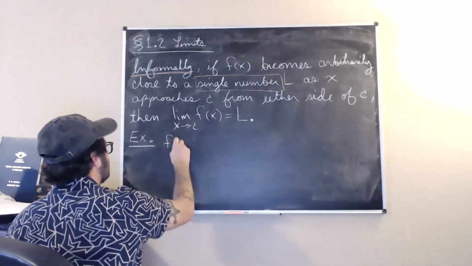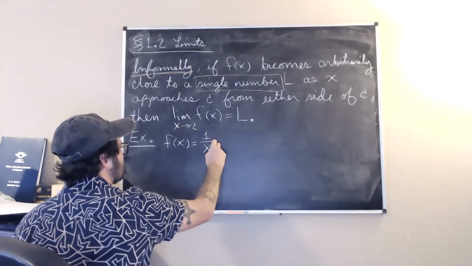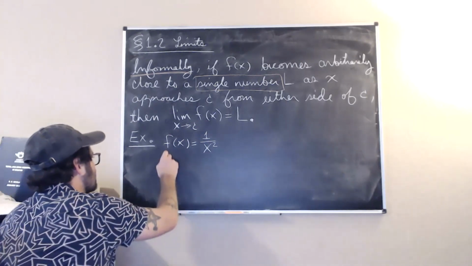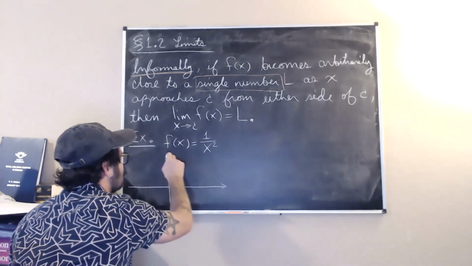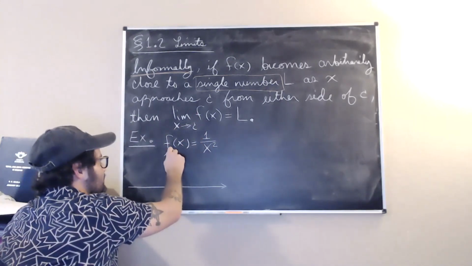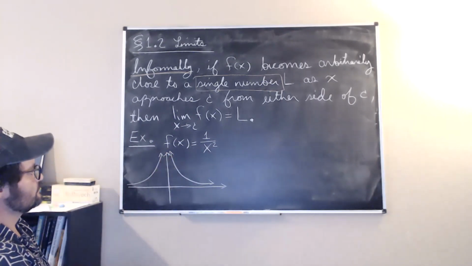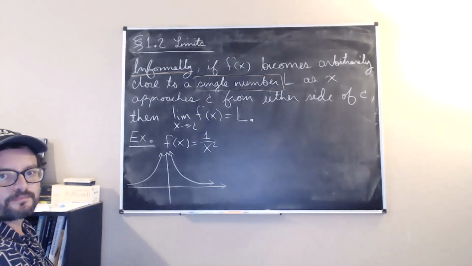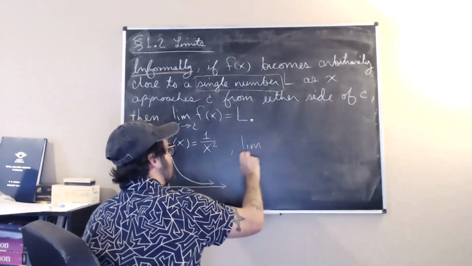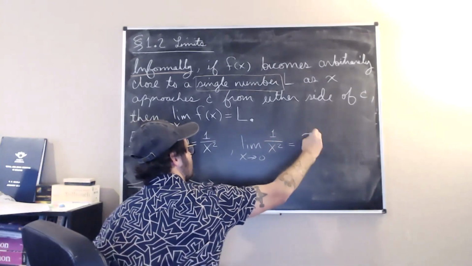Let's say... so what does the graph of this look like? Well, all of you should know roughly what 1 over x looks like. So 1 over x is like that. But 1 over x squared is going to be something like that. Okay. So what can we say about that?